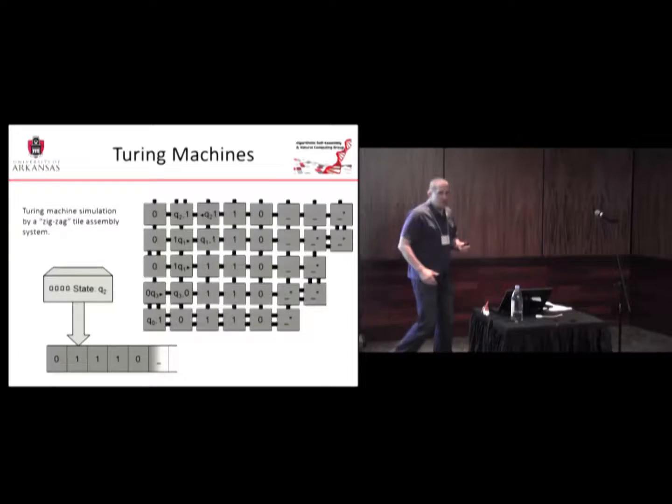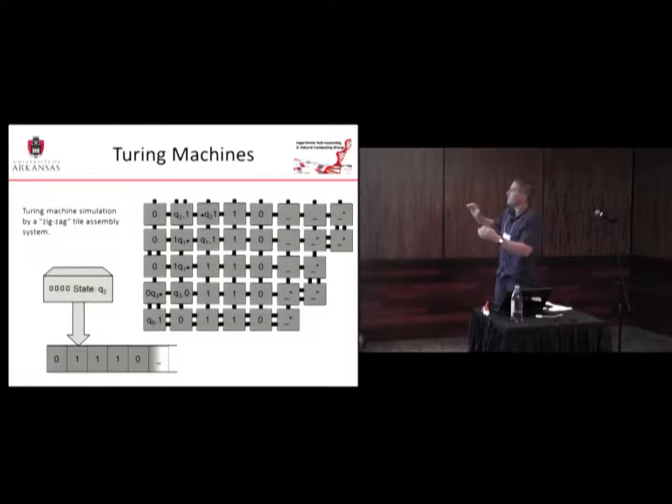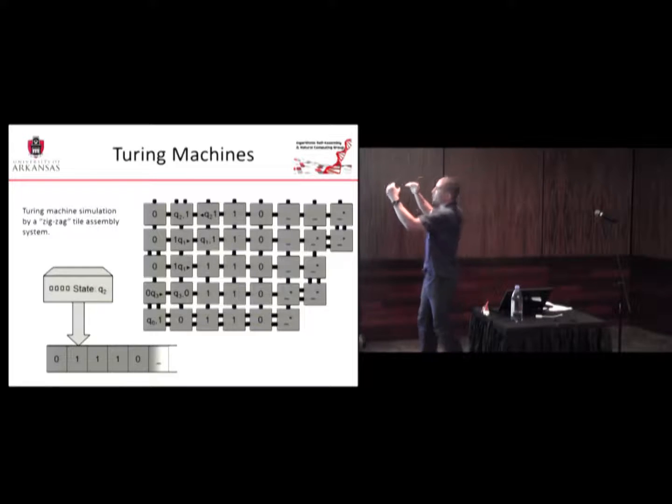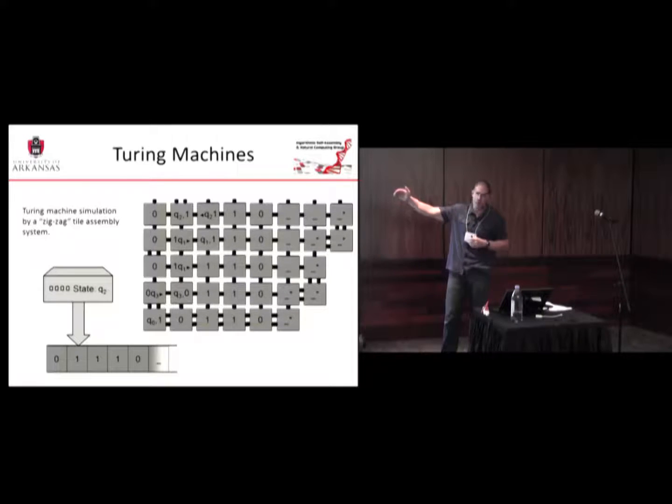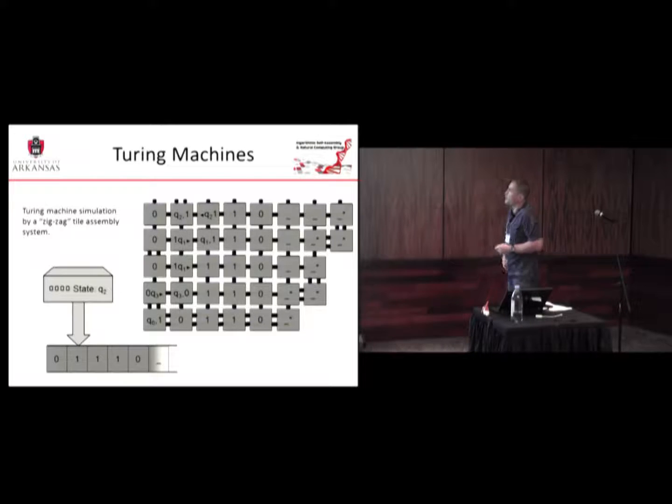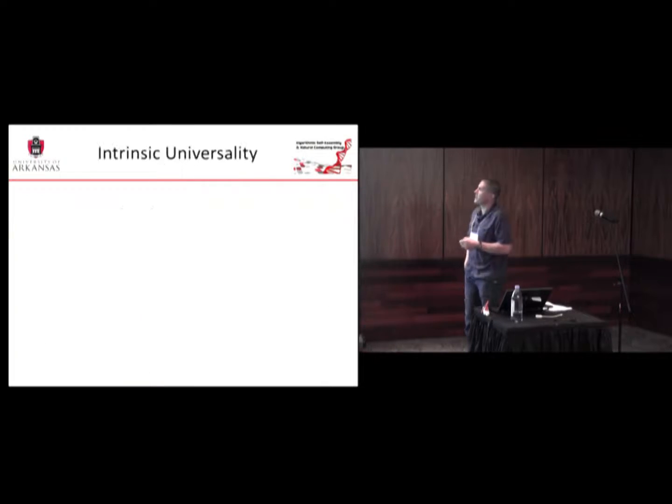So in this way, we can design a system that simulates a Turing machine, and in fact, at each row of tile growth, we can see the state, the configuration of the Turing machine at that time. So this shows us a real quick example of how this model is Turing universal. And so that's one kind of universality that this model possesses. And now I'm going to talk about another, which is called intrinsic universality.